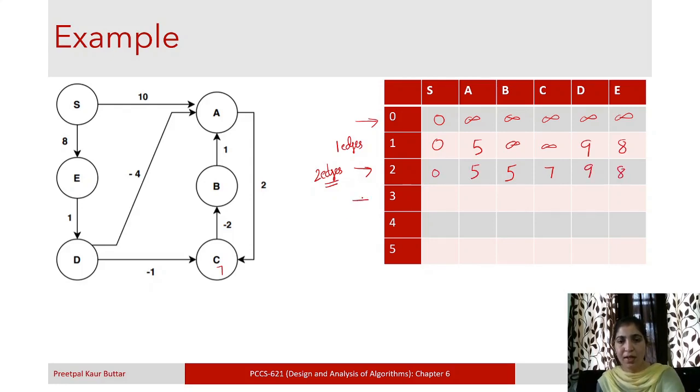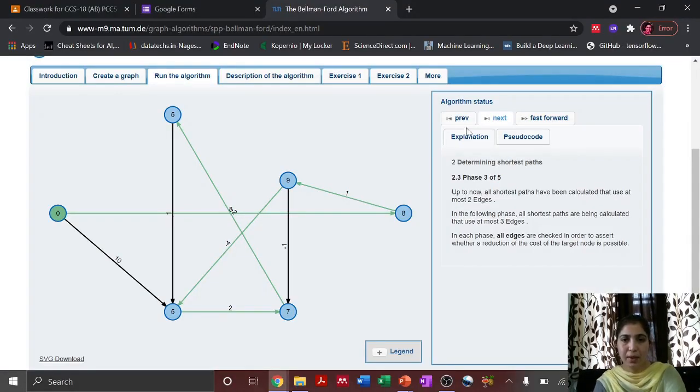Now let us move to this iteration. Now we are considering at most 3 edges, which means there are 2 vertices lying in between. For this we will take the help of these previous subproblems, right? So we will again update the distances for all the edges.